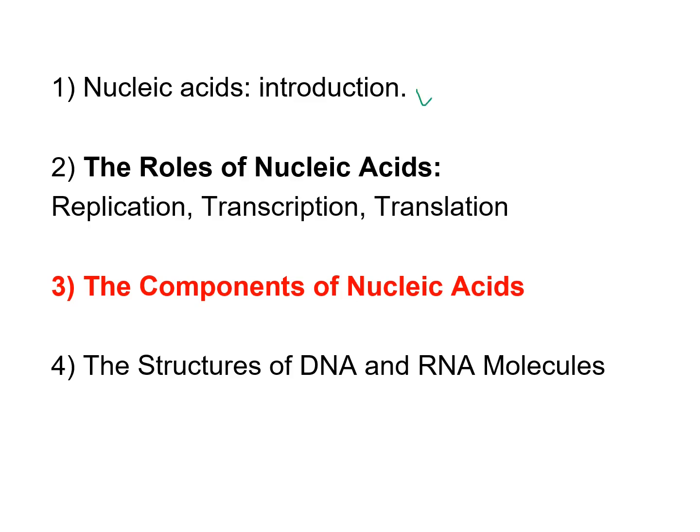I already gave you an introduction about nucleic acids. We talked about the difference between DNA and RNA very briefly, and now I just talked about the difference between replication, transcription, and translation. And now I would like to move to the components of the nucleic acids, and we can discuss in more detail what type of sugar DNA has, what the structure of the nucleotides is, and how you form these phosphodiester bonds.